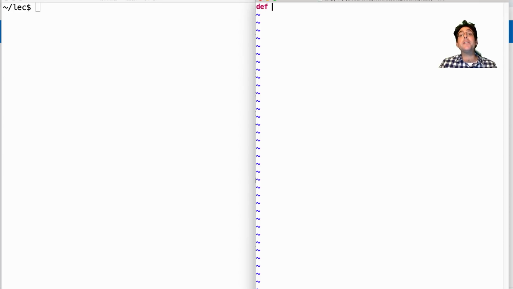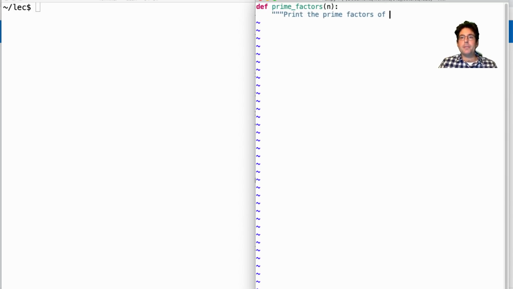And let's write it as a function of n. So let's describe what this does. Let's just print them out. Print the prime factors of n. And then start writing some examples. So the prime factors of 8 are 2 and 2 and 2. The prime factors of 9 are 3 and 3.